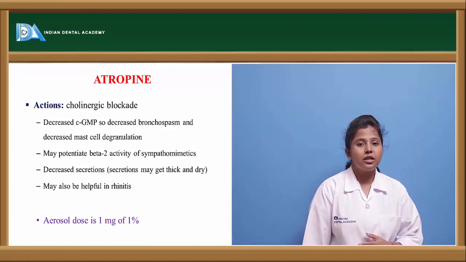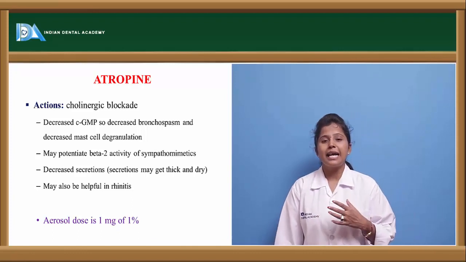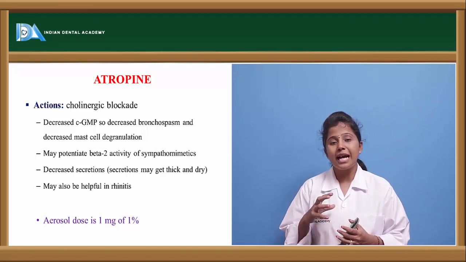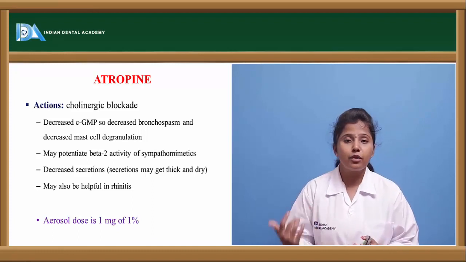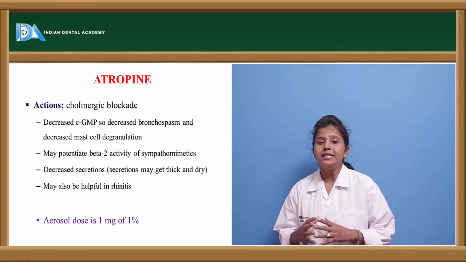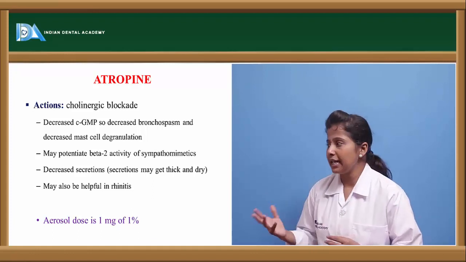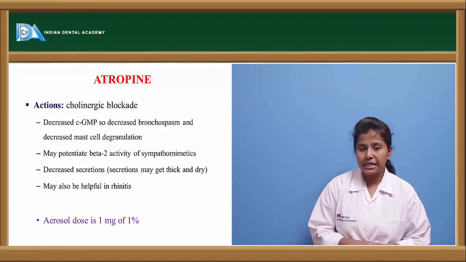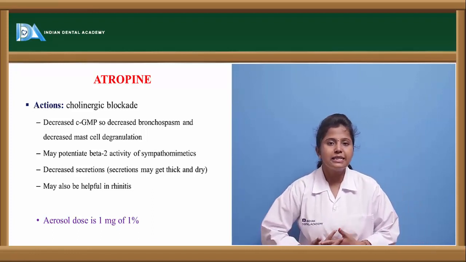The first drug is atropine. What are the actions of atropine? What happens because of the cholinergic blockade by atropine? First, it causes decreased cyclic AMP levels, thereby leading to decreased bronchospasm and decreased mast cell degranulation. What does this mean?